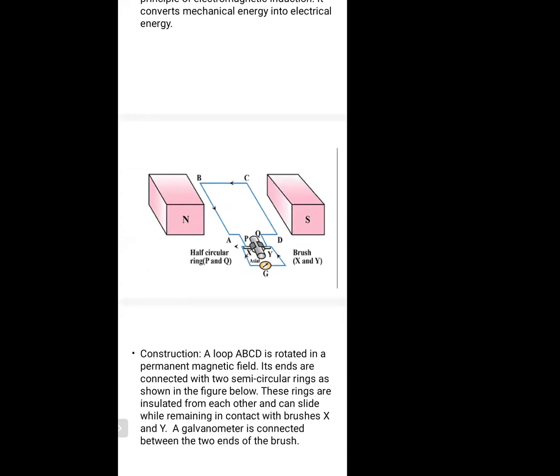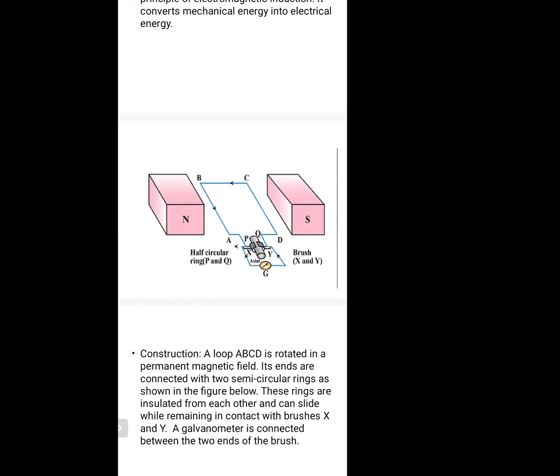Can you see the figure here? This looks very similar to what? Electric motor. Yes, it looks very similar to an electric motor. So what is the difference between an electric motor and an electric generator? An electric motor consumes power, that is current, and does work, that is mechanical work. In an electric generator, we provide mechanical energy and that is converted to electrical energy.